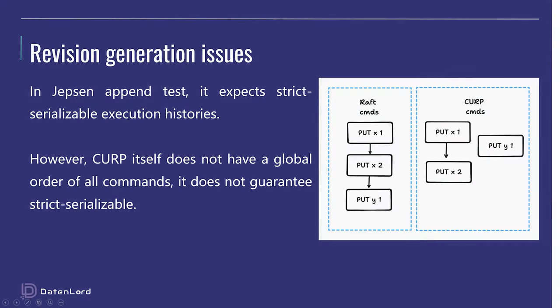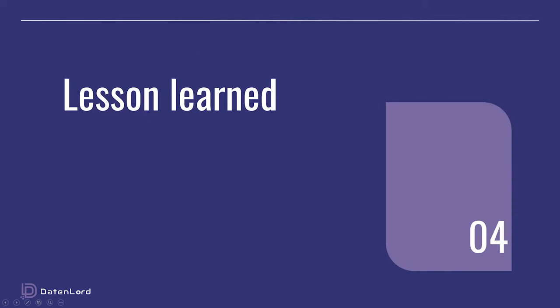In the Jepsen append test, we expect strict serializable execution histories. However, CURP itself does not guarantee a global order of all commands. This means that the commands do not execute in a serial order, resulting in transactions that do not follow linearizability, thus violating the strict serializability constraint.